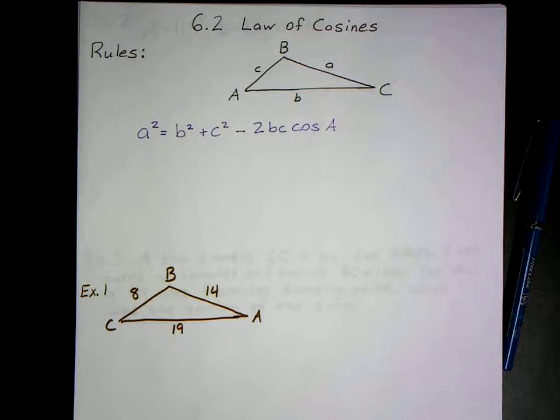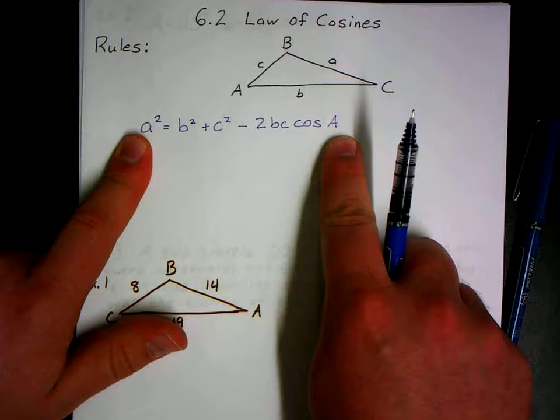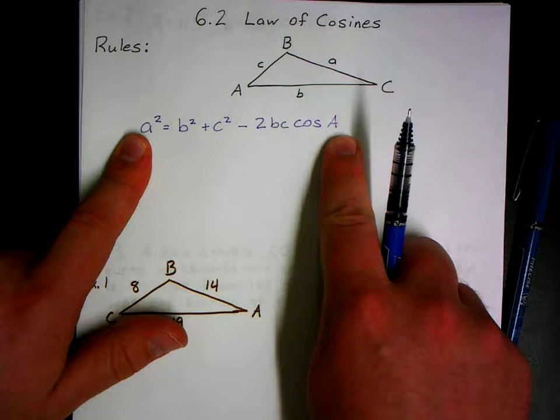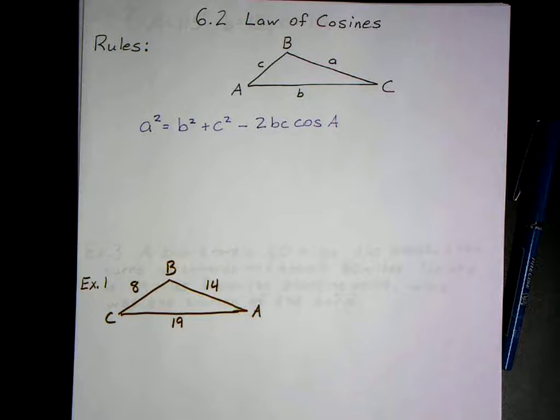The reason the book gives you 3 rules is because if you switch A, then you switch all the other letters around. But the letters are arbitrary anyway, so it doesn't matter what letters you put where. Whichever side you put over here, that's the angle you use over here, and then the other 2 sides go over here. But again, your book, if you want them, I'm not going to write them all down.